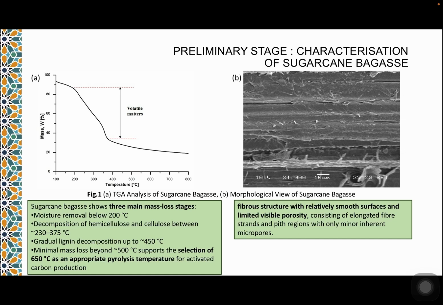Okay, as we can see in figure 1B, the SEM image of raw sugarcane bagasse. From here we can see a fibrous structure with relatively smooth surfaces and limited visible porosity, consisting of elongated fiber strands and a pith region with only minor inherent micropores.